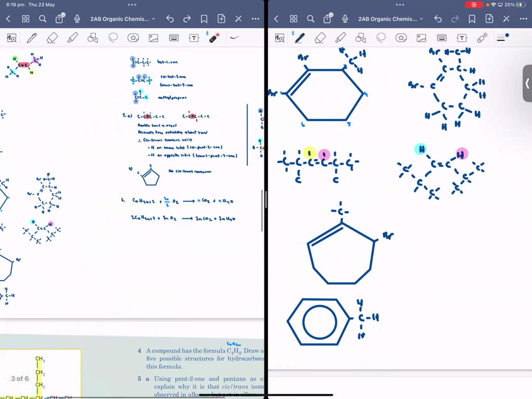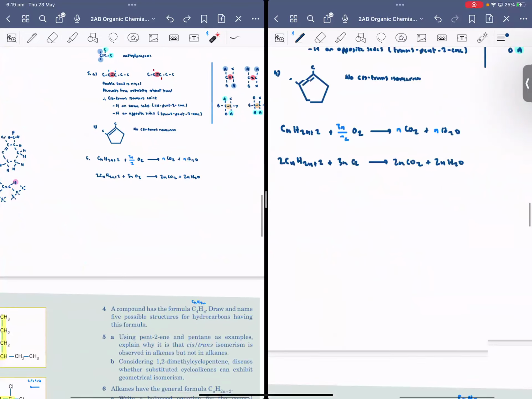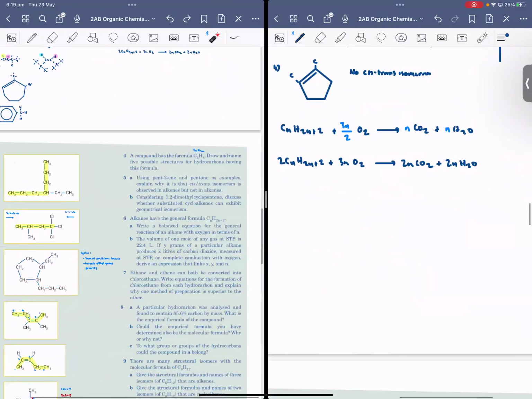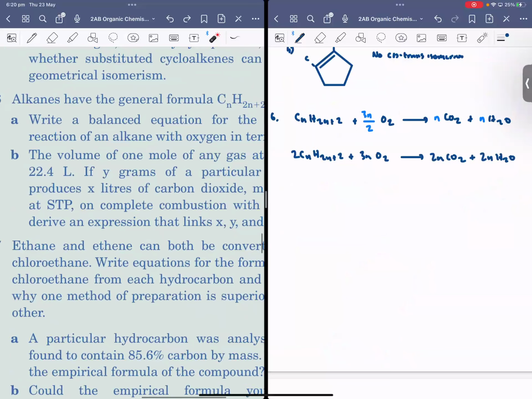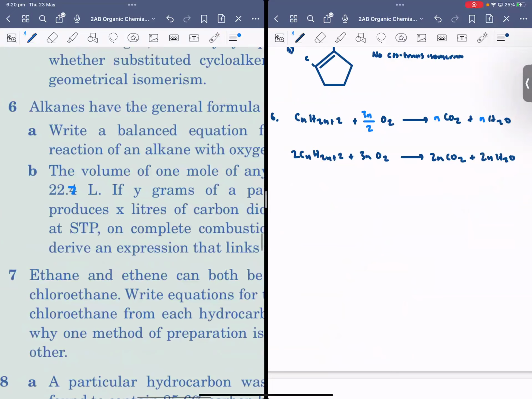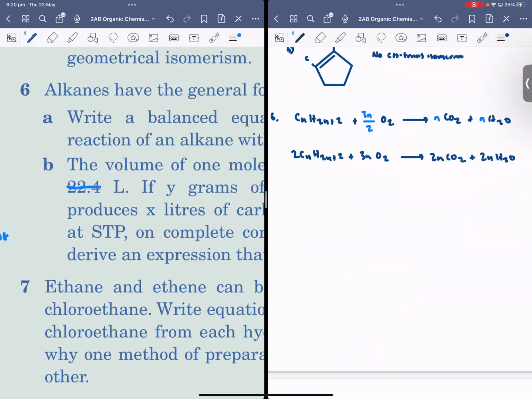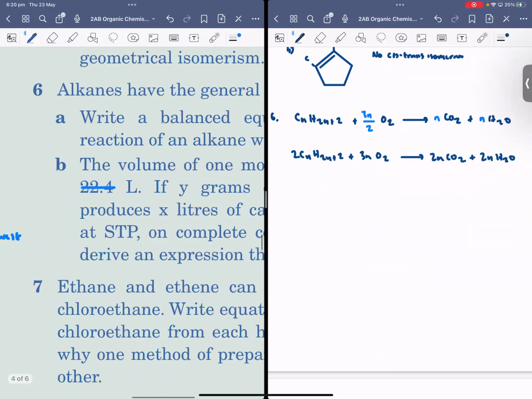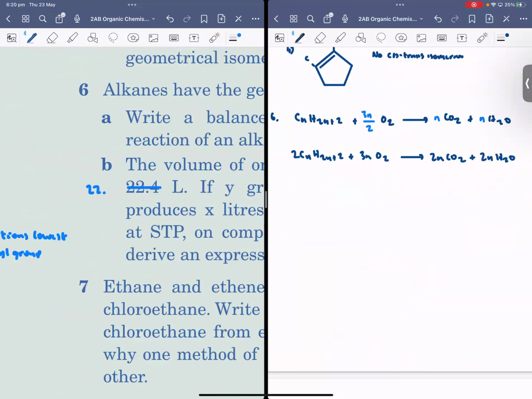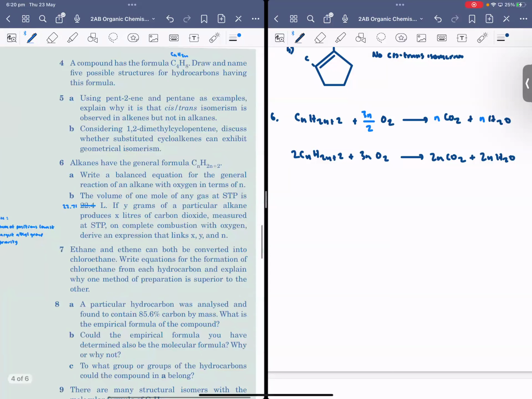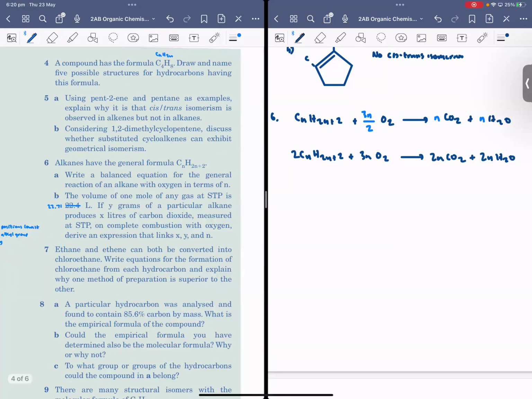Pretty straightforward. Okay. The volume of 1 mole of any gas at STP is 22.71. Can you change that to 22.4? STP's definition has changed between me being in high school and you guys. STP used to be 25 degrees Celsius, and now STP is 0 degrees Celsius. So that's why they're saying 22.4 there, okay? So the volume of 1 mole of a gas at STP is this.